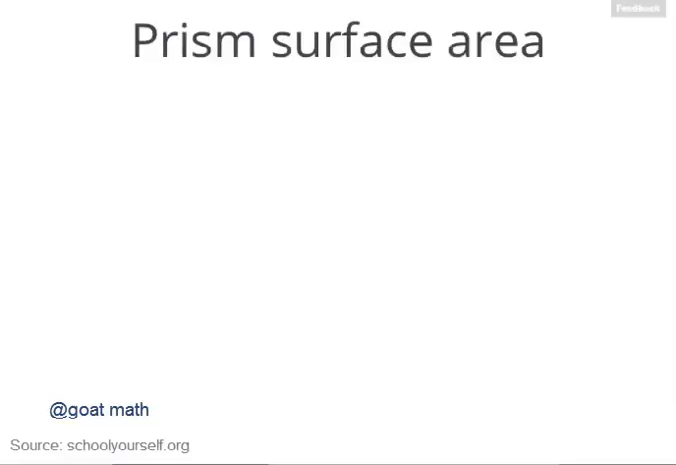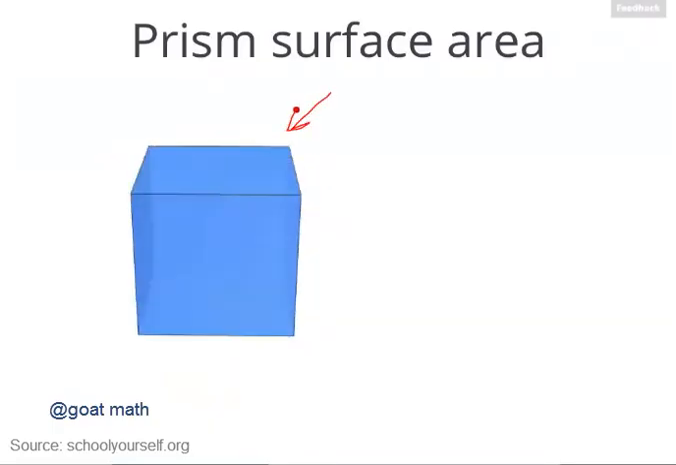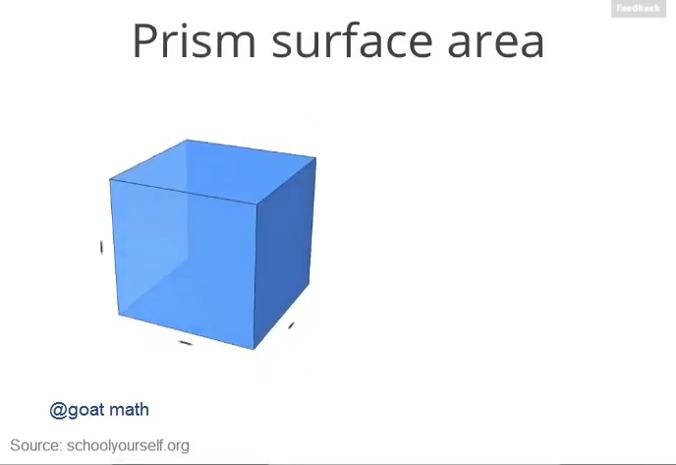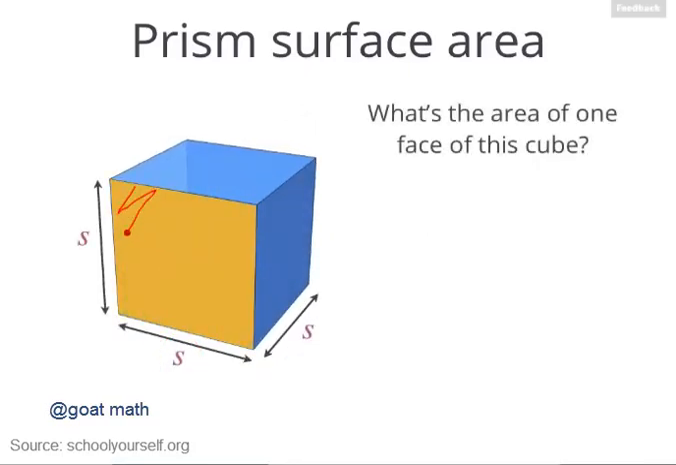Here we'll find the surface areas of different prisms. But before we get into what surface area is, take a look at this cube here. Suppose the side length of this cube is S. First, what's the area of this yellow face of the cube, which is a square with side length S? If you're not sure, click down here to review.